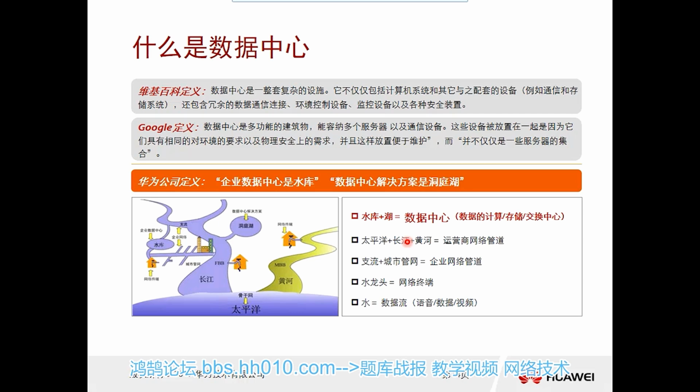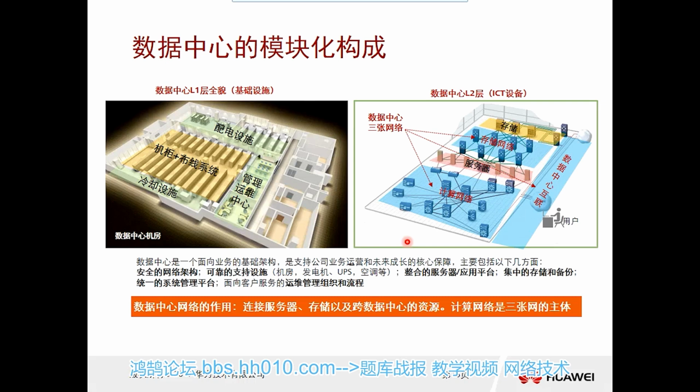So let's take a look at what comes next, the modular composition of this data center. In this picture, we have two diagrams. The diagram on the left is called the full view of the L1 layer of the data center. It is a picture of the infrastructure. The second one is the L2 layer of the data center, the full view of ICT equipment. So this is some L2 layer equipment.